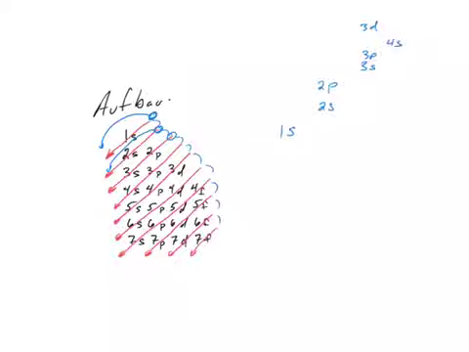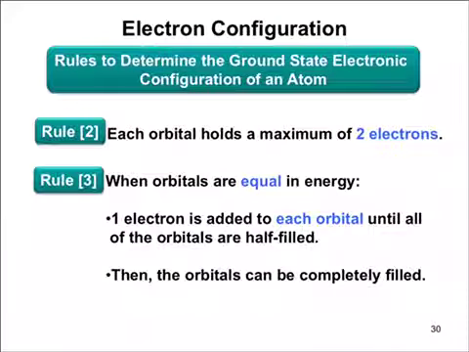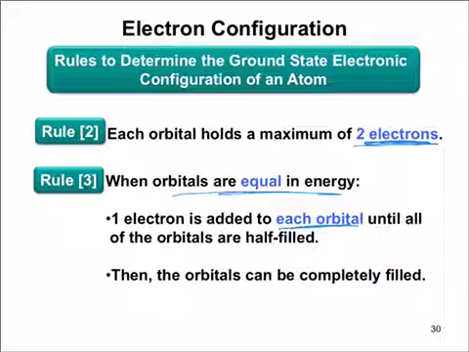So we're going to use this Aufbau diagram to help us fill up atoms' electron configurations. So rule 1 was lowest energy first to highest energy. Rule 2 is each orbital can hold a max of 2 electrons. Okay? Rule 3 is when orbitals are equal in energy, we add 1 electron to each orbital until everything is half filled. Once I've half filled everybody, then I can come back to completely fill them. The way I often say that is we half fill before pairing.